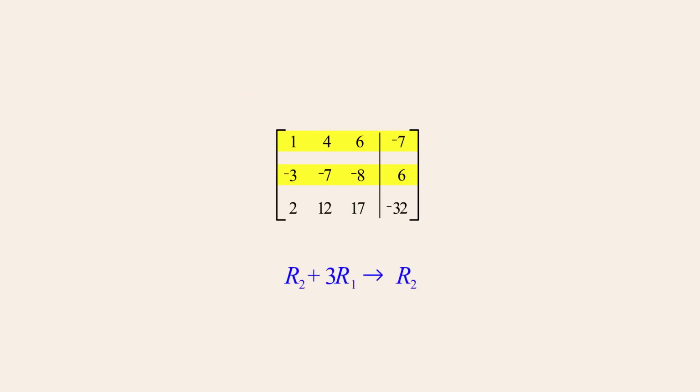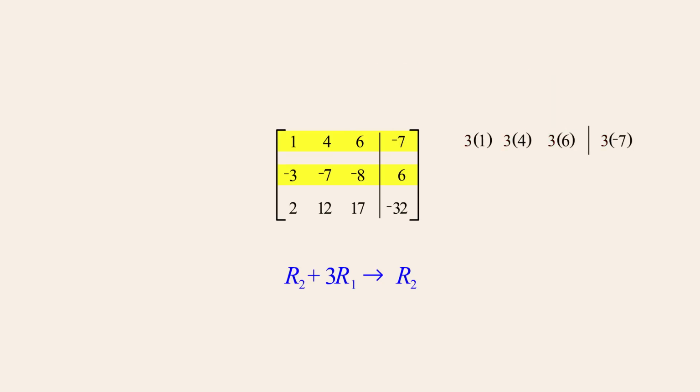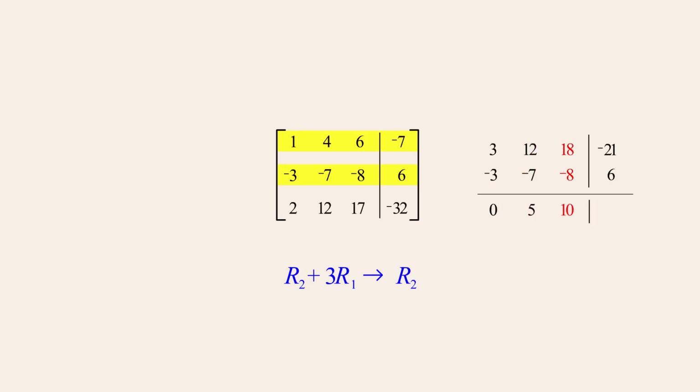So let's perform the pivot operation. We start by multiplying row 1 by 3 and add the result to row 2, replacing row 2 with the sum.